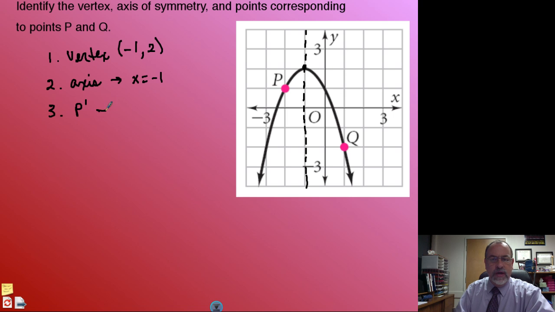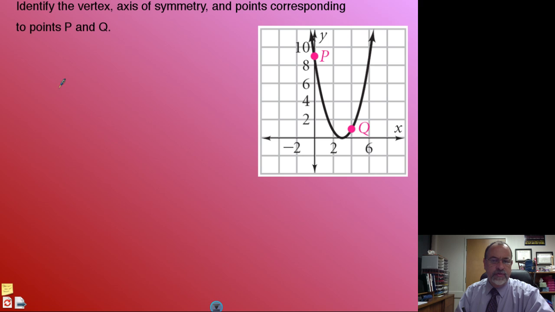And then P prime would be, so from here to here, so going this way right here, so that would be 0, 1. And then Q prime would be, let's see, the distance from here and here, so this would be Q prime, so that's going to go -3, -2, so this would be -3, -2. Alright, I'm going to do another one. Again, as soon as you feel like you have it, you go ahead and stop the video, but I'm going to do a number of other examples.